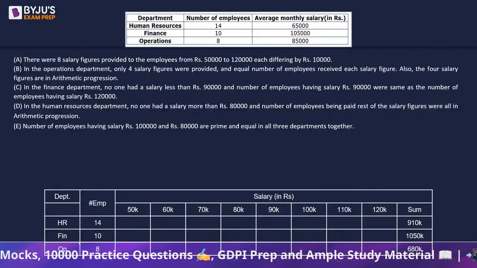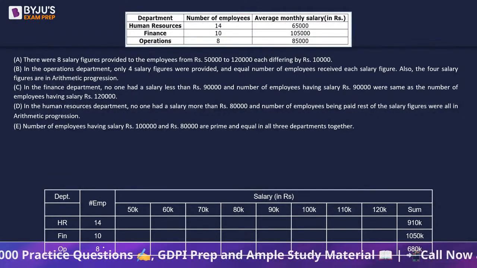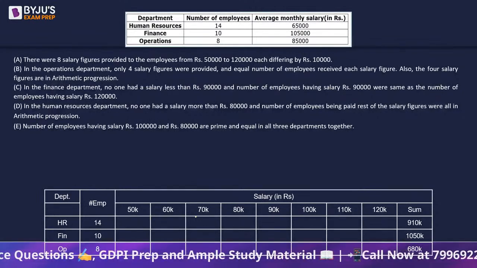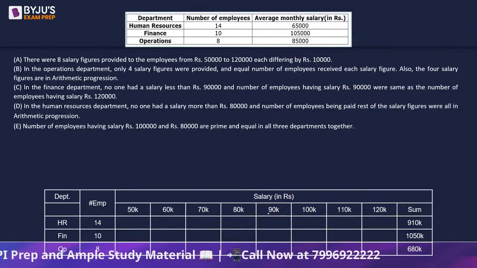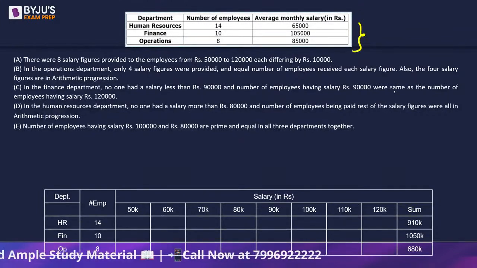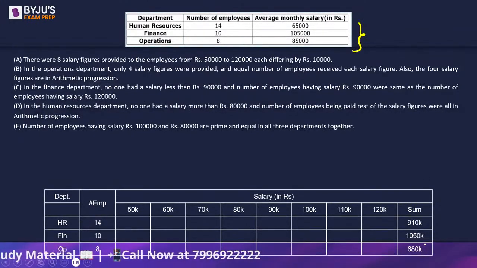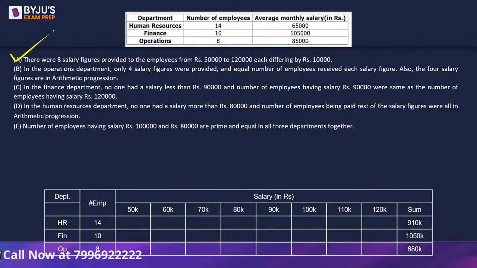HR department, finance, operations, number of employees are 14, 10 and 8, and the salaries 50, 60, 70, 80, 90, 100, 110, 120. Since from the average we have calculated the sum, right? Okay, now let's start one by one. We are done with statement A in this table.